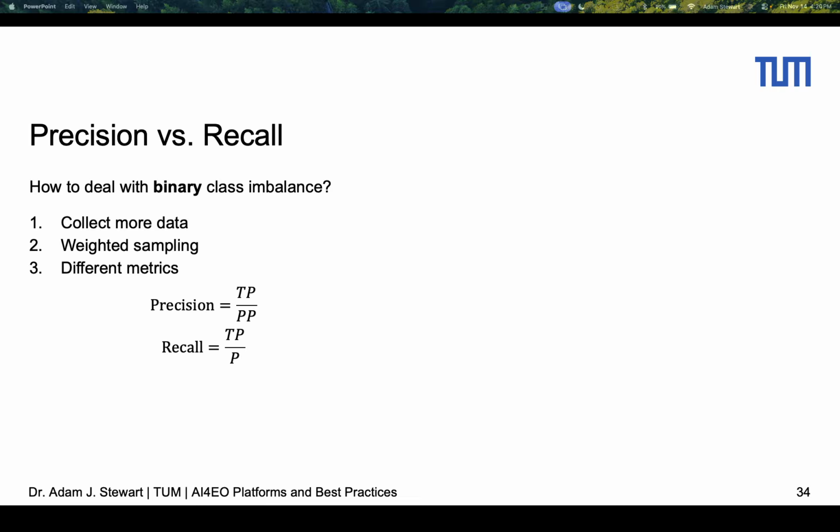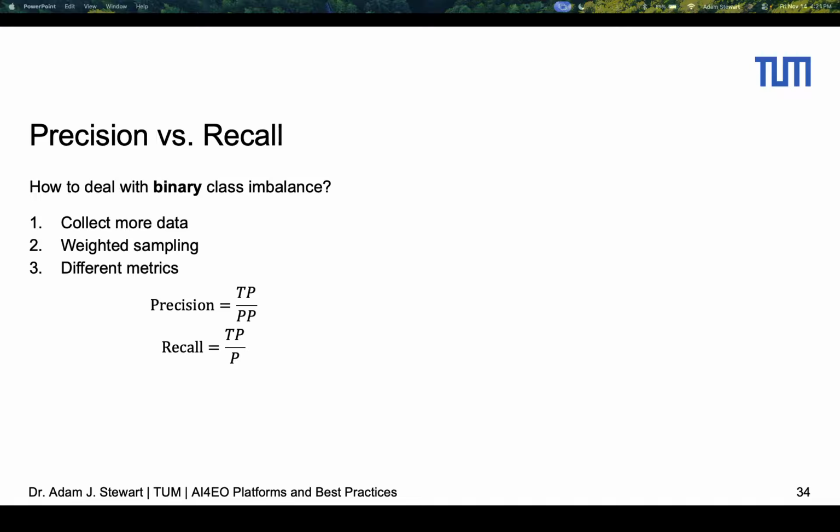Another one is recall. So now this is similar but slightly different. If the correct answer is positive, how often am I predicting positive? So this is a difference between do I just always guess true or do I just always guess false?